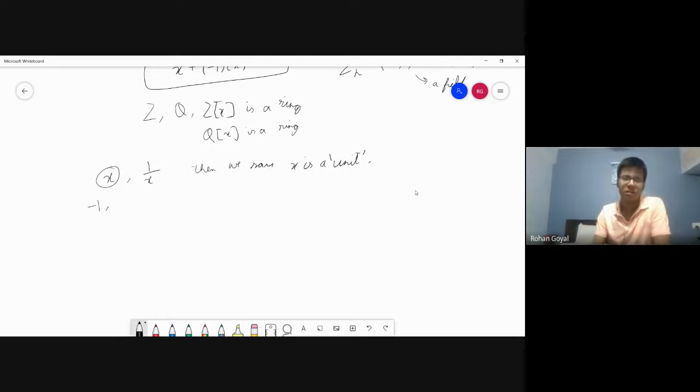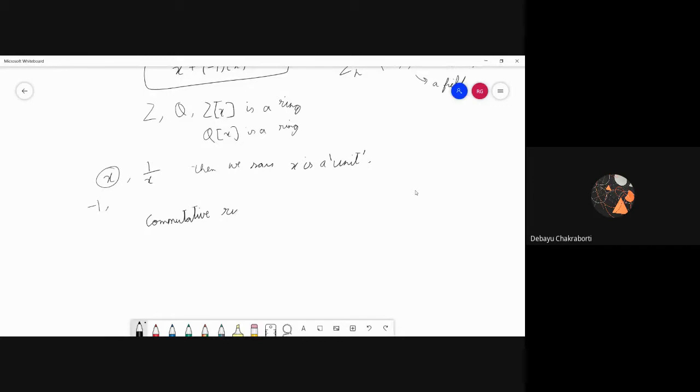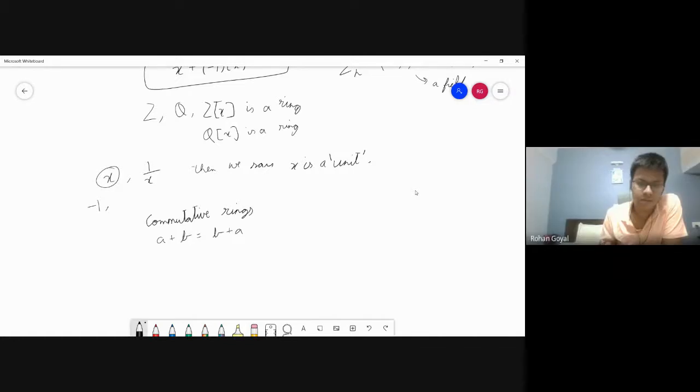Okay, perfect. So we have these definitions out of the way. Now what we'll be talking about are commutative rings. Can anyone guess what this means? Rings which are commutative: a plus b equals b plus a, and a times b equals b times a. In rings we'll also have associativity and distributivity.